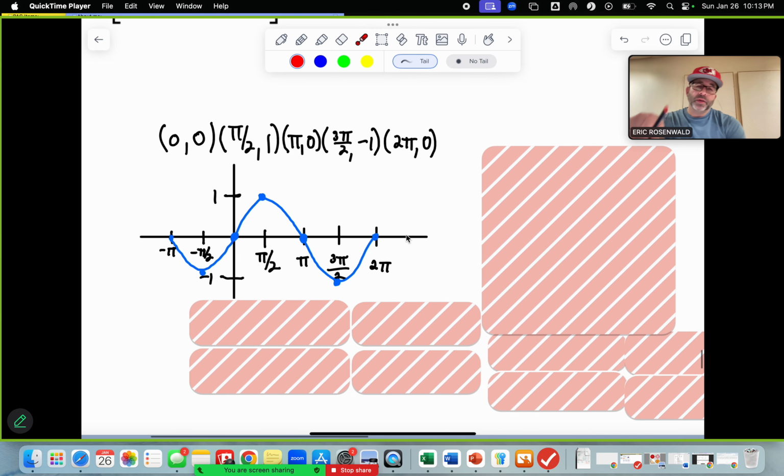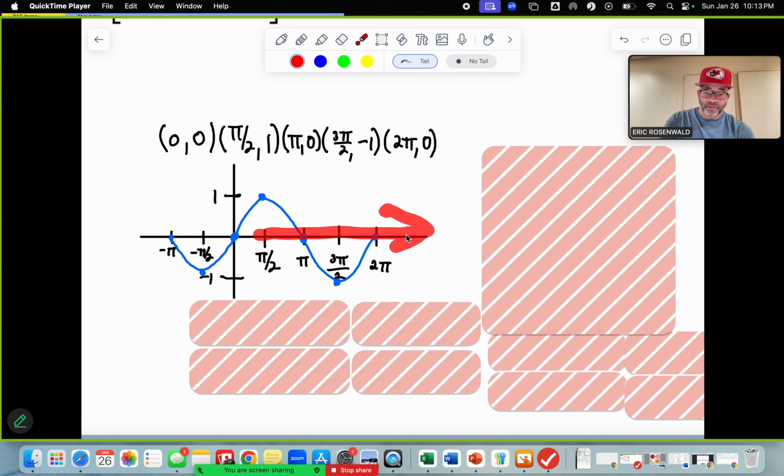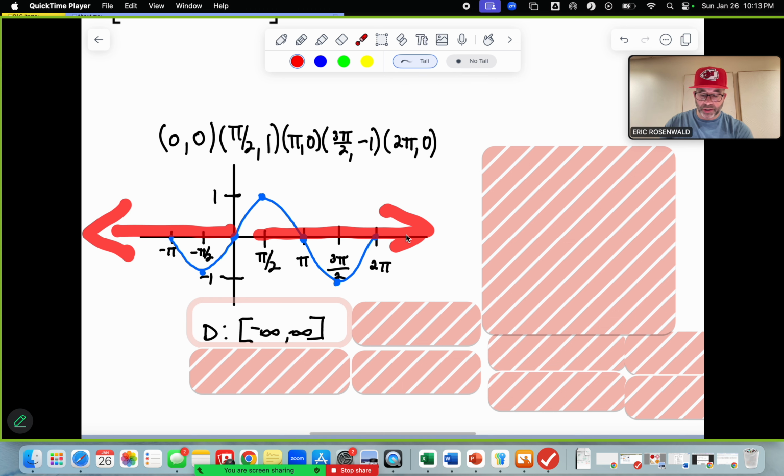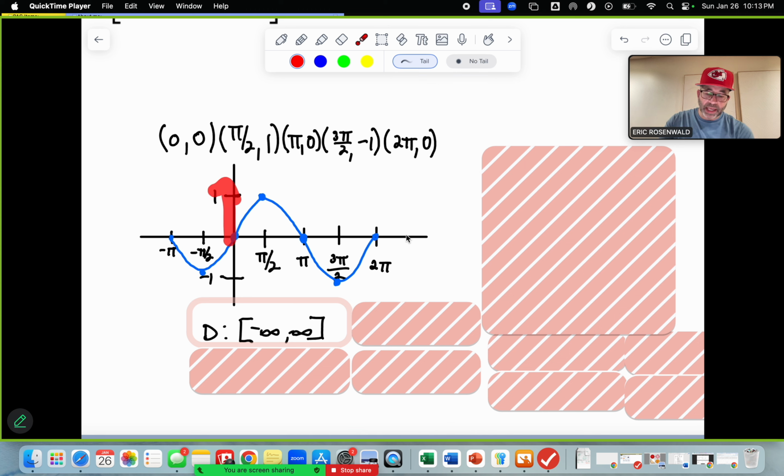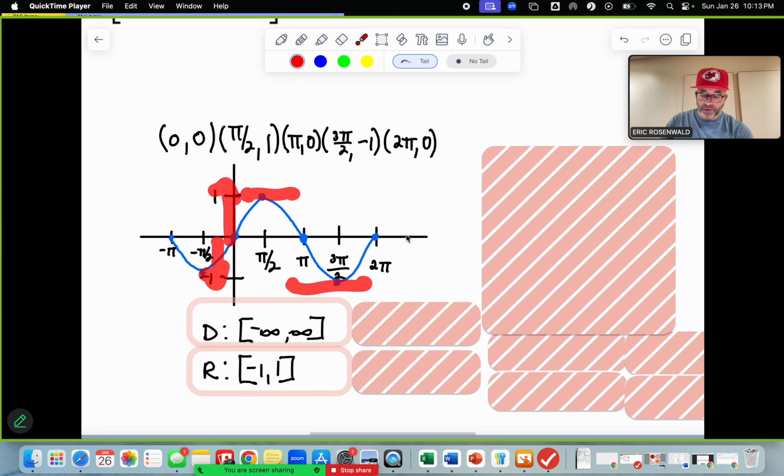When we look at the domain and the range for this, you can see that as I go to the right, this will technically go forever. And then as I go to the left, this will technically go forever. So the domain for this function is negative infinity to infinity. As I look at the up direction, it caps itself at positive 1. And then as I go in the down direction, it actually caps itself at negative 1. So the range for this is negative 1 to positive 1.